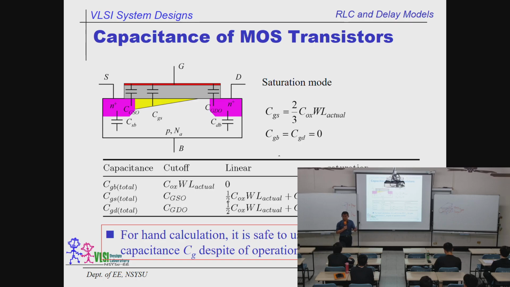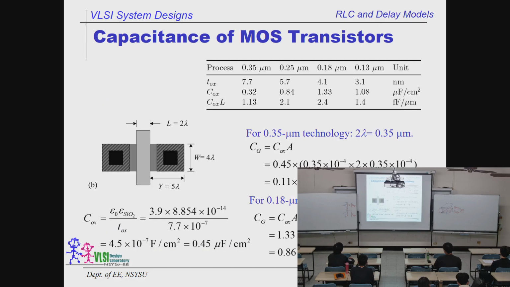Is that clear? If you like to remember everything, that's fine. But if you like to save your time and save your pain, try this one. It's easier. W times L times C oxide. C oxide is a unit. We're going to find out what that is in the next few slides.